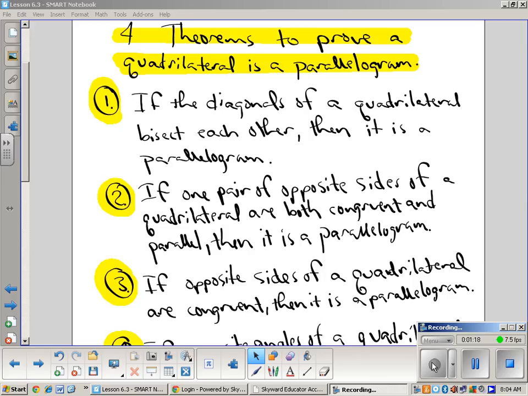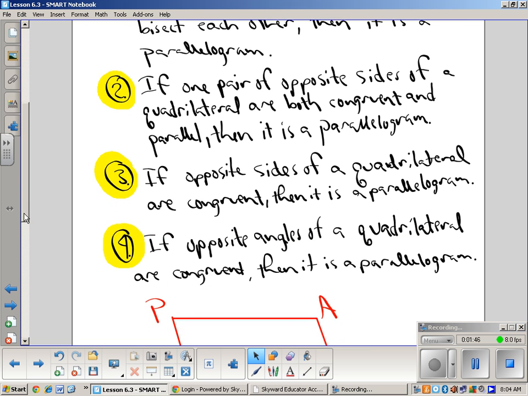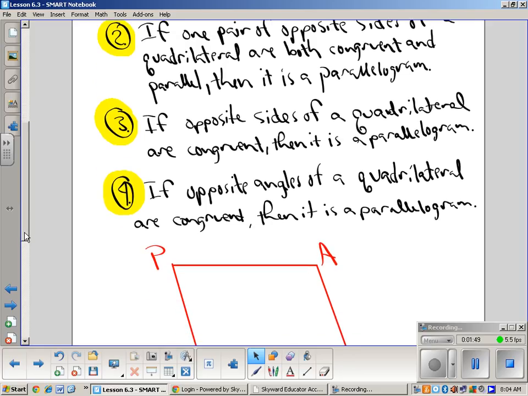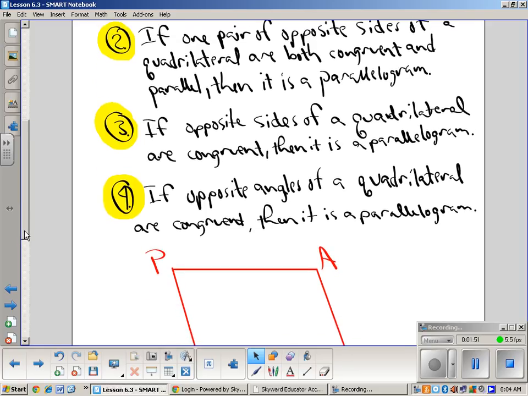I'll read through these just to make sure you can read my writing. The first theorem says, if the diagonals of a quadrilateral bisect each other, then it is a parallelogram. The second one says, if one pair of opposite sides of a quadrilateral are both congruent and parallel, then it's a parallelogram. The third one says, if opposite sides of a quadrilateral are congruent, then it is a parallelogram. The fourth one says, if opposite angles of a quadrilateral are congruent, then it is a parallelogram.